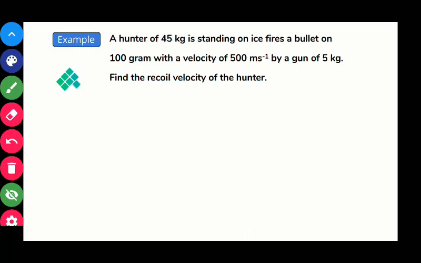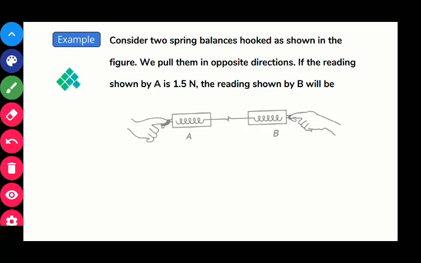Now I am deleting the whole part, and the next numerical is: spring balances are hooked as shown in the figure. We pull them in the opposite direction. If the reading shown by A is 1.5 Newton, what will be the reading of B? Now we have to apply Newton's third law. At first pause the video and try to do it on your own and then match it with my answer.